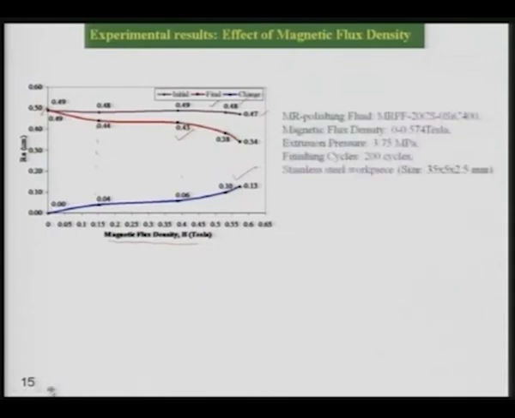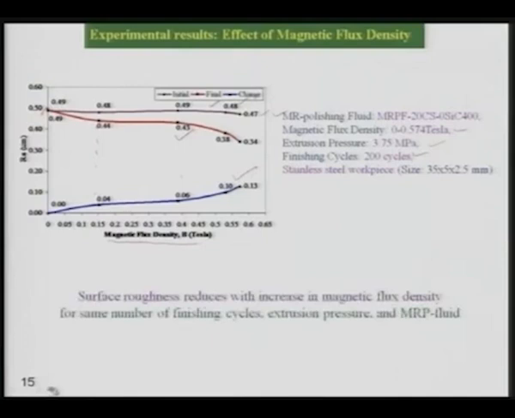And these are the details under which these experiments were performed. This is the polishing fluid, magnetic flux density 0.574 Tesla upper limit, and then extrusion pressure 3.75 megapascal, finishing cycles fixed 200, and workpiece material stainless steel workpiece, and the size is 35 by 5 by 2.5 millimeter. Surface roughness reduces with increase in magnetic flux density, as you can clearly see for same number of finishing cycles, extrusion pressure and MRP fluid.